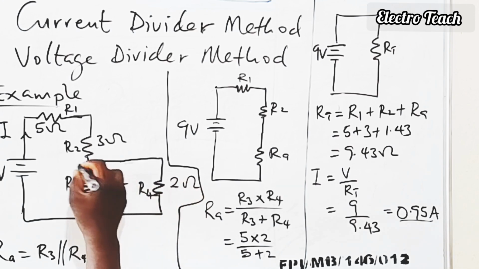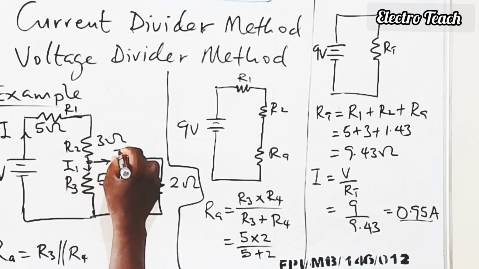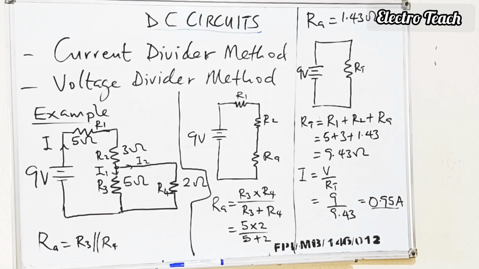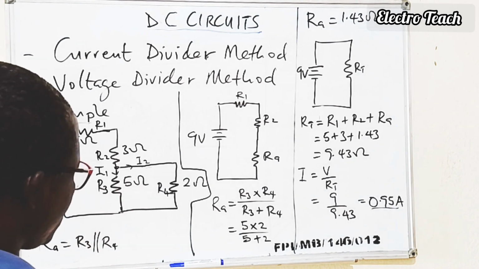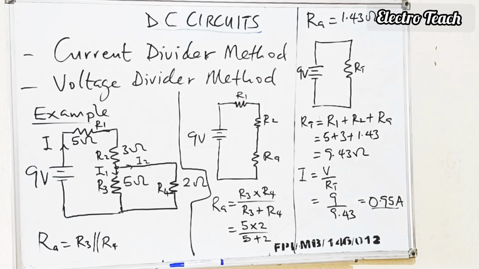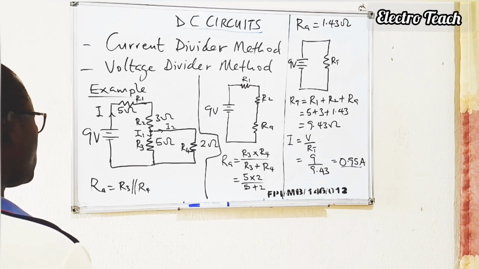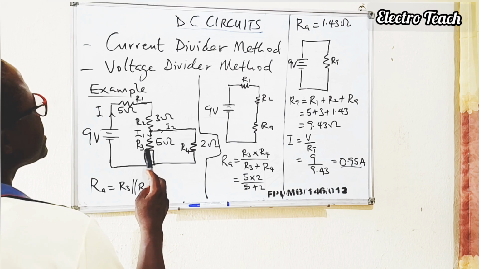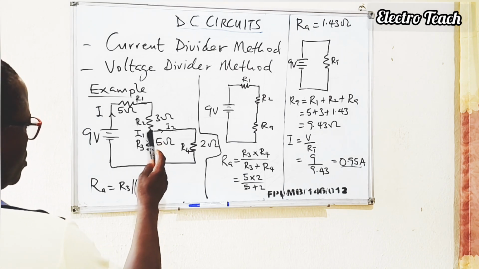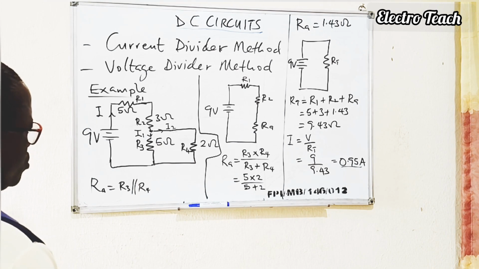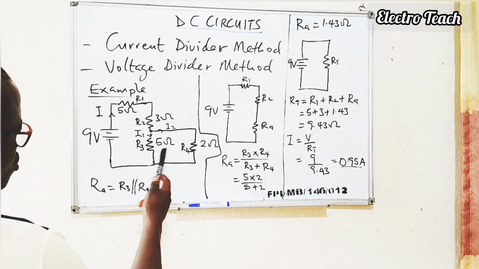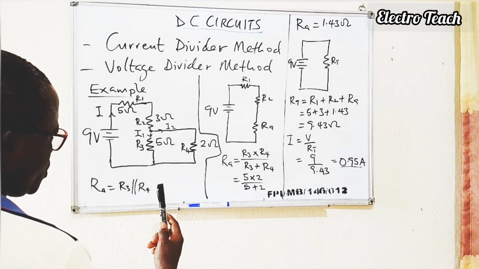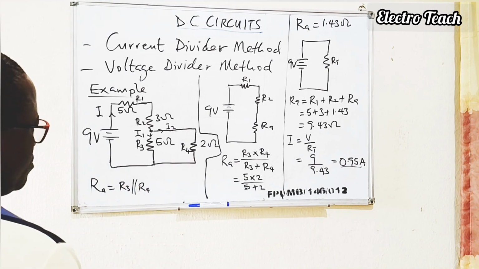So we can have 2 currents here, I1 and I2. So we can now determine the current in each of these branches by using the current divider method. Okay, so we need to redraw the circuit once again to actually get what we are looking for. Now, when the current gets to this point, it divides into 2. So we can use the current divider method to divide it between 5 ohms and 2 ohms to get current I1 and I2.